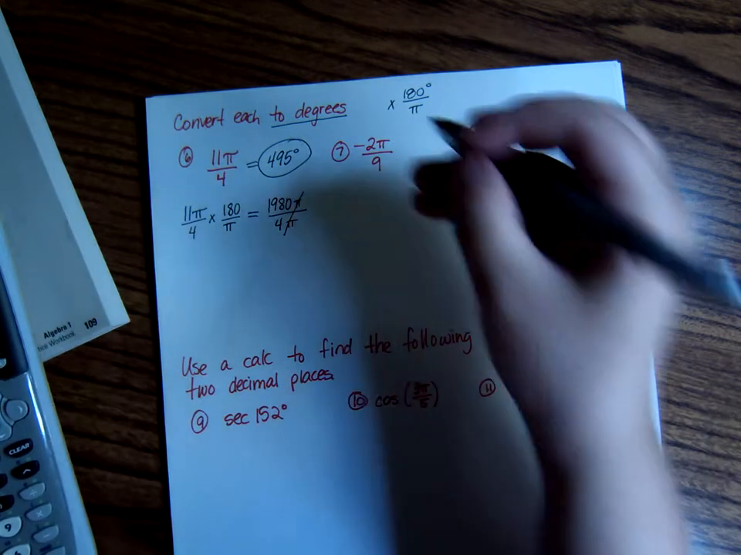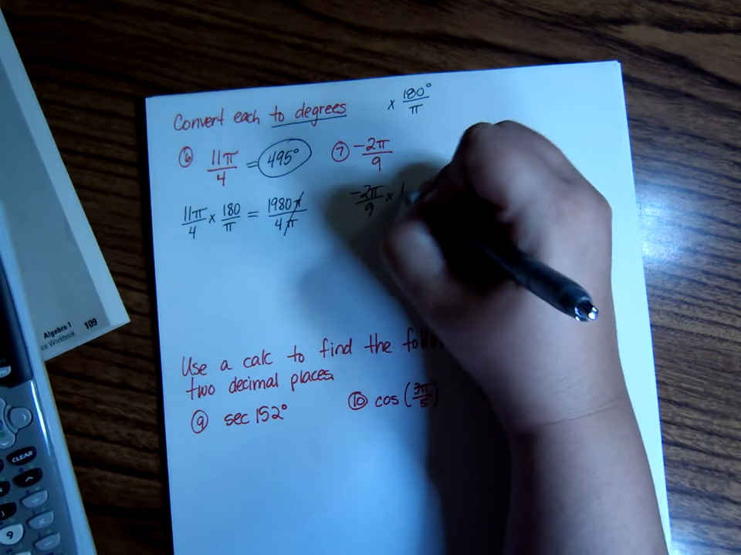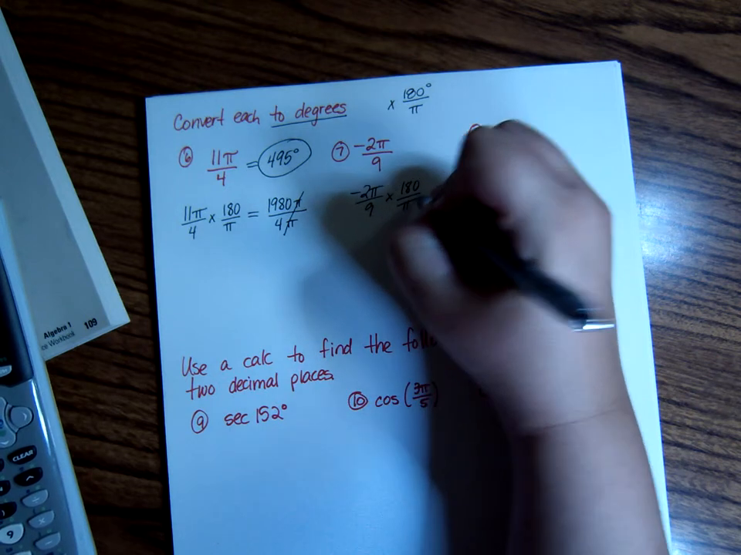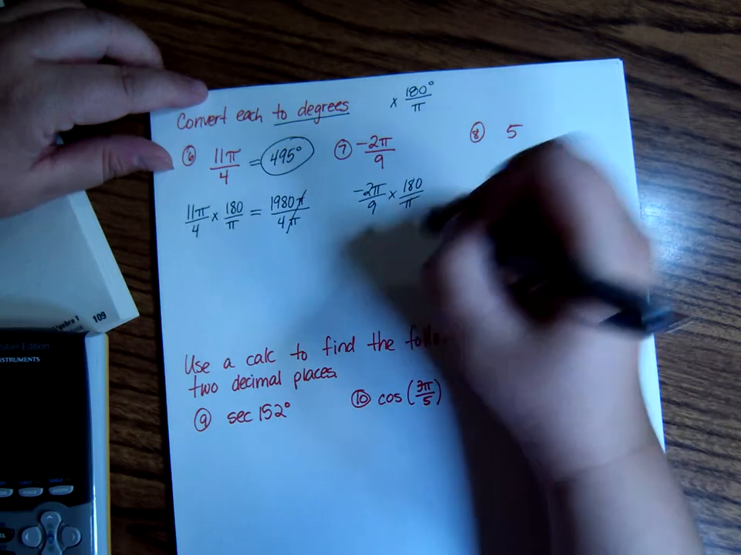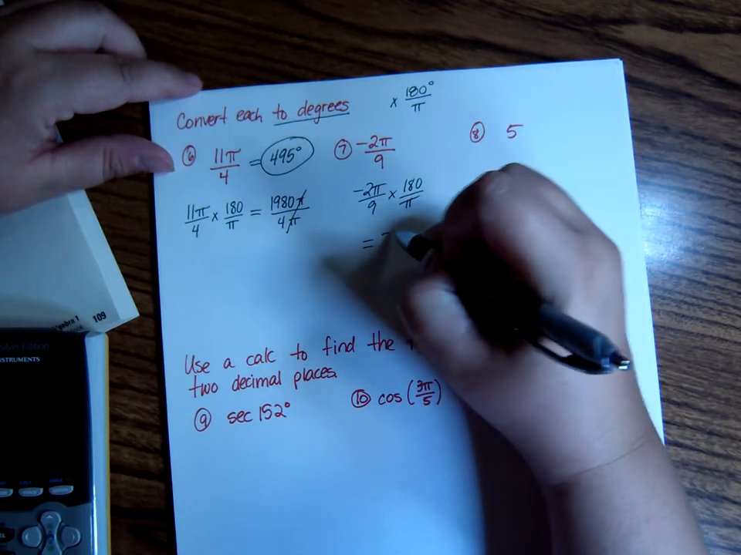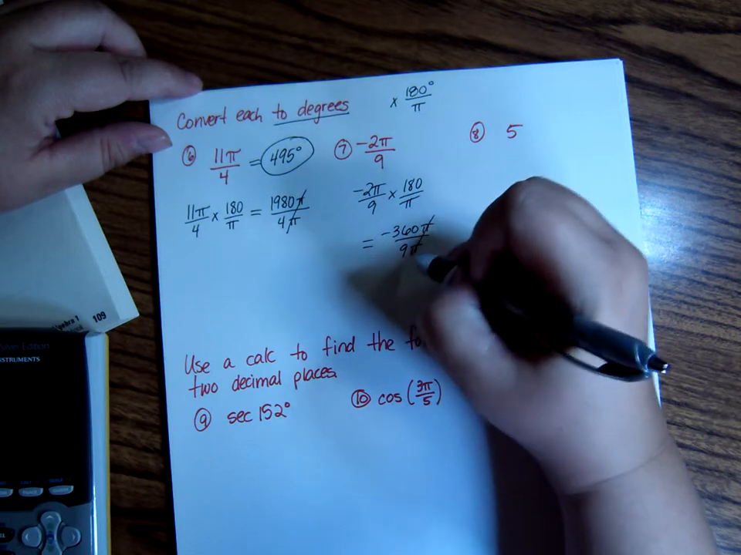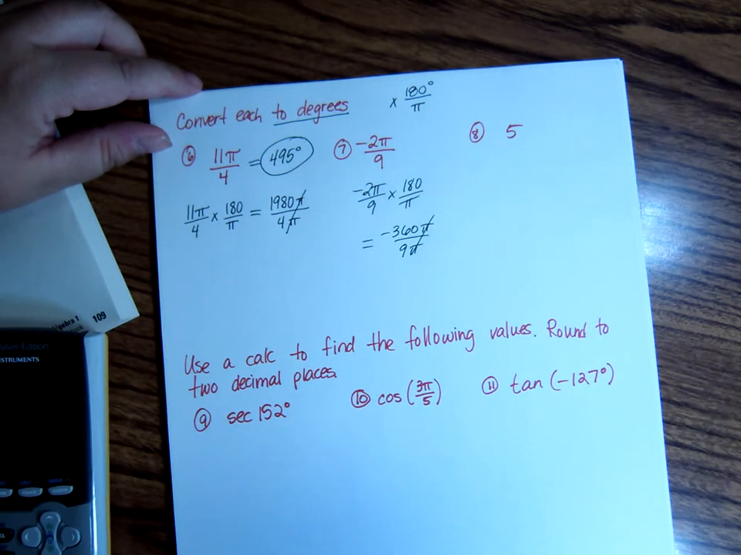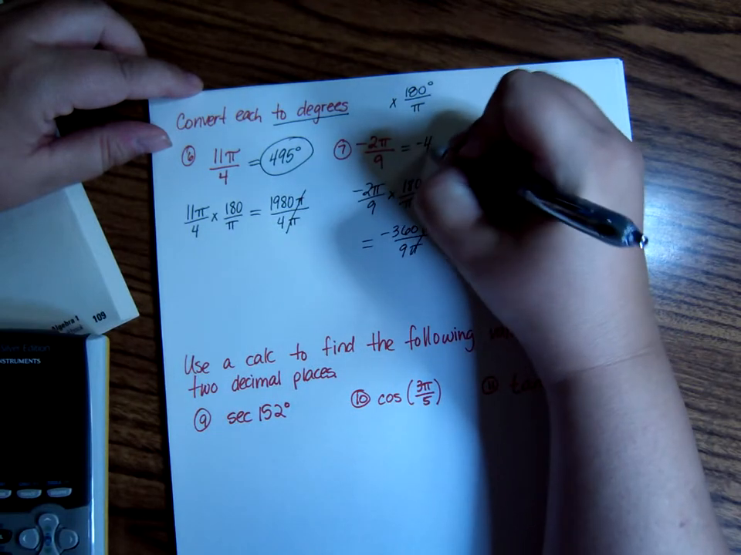Okay, same thing here. I want to end up with the degrees, so the 180 goes on top. All right, and that gives me negative 360 pi over 9 pi. Negative 360 divided by 9 gives me negative 40 degrees.